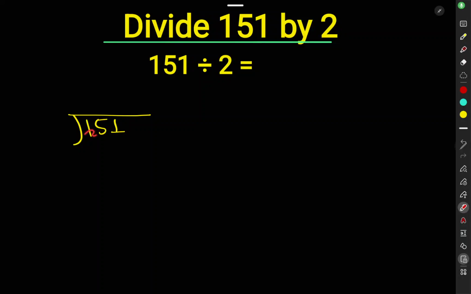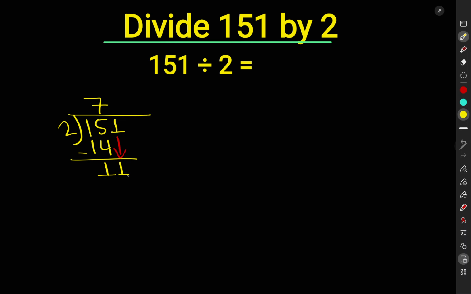Here we divide 151 by 2 in a long division method. So 2 times 7 means 14. On subtracting we get 1. So now this 1 is less than 2. So we bring down the number beside this 1.